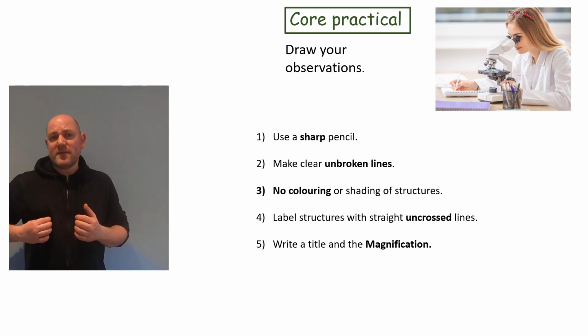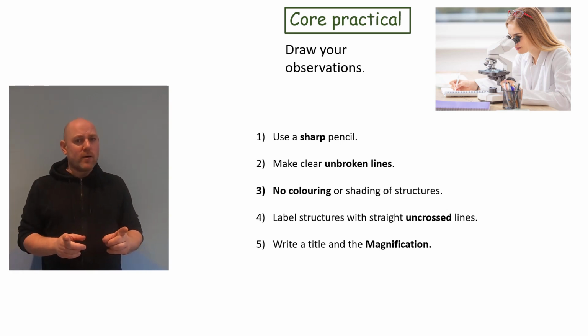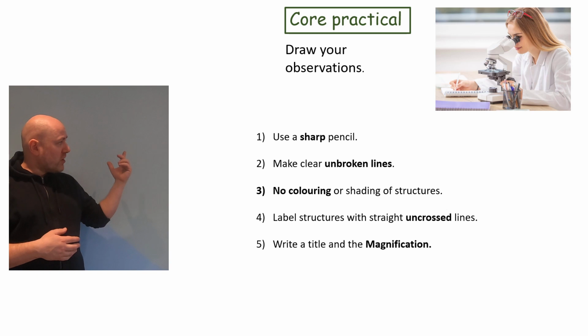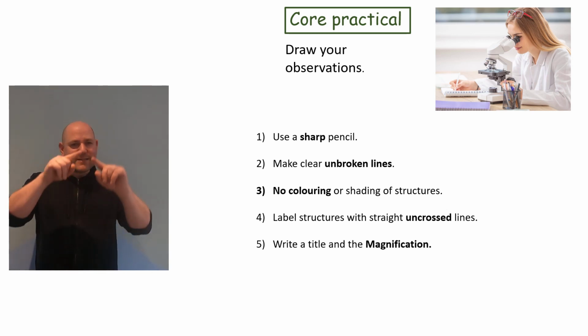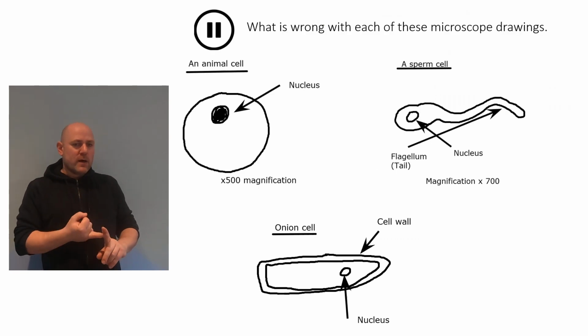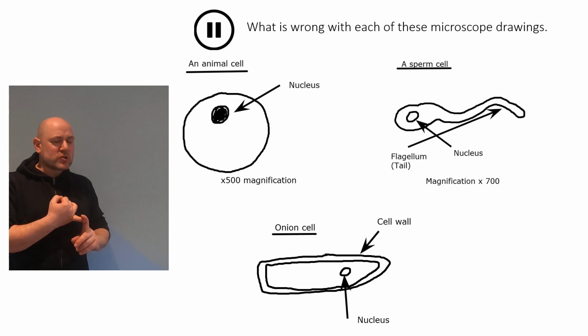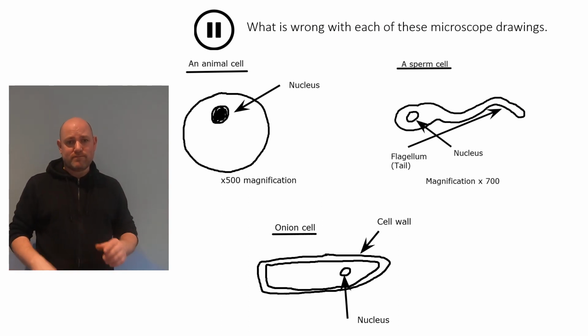And here we have the final part of the Microscopes Core Practical. This hasn't really been asked about, but maybe this summer will be the first time they do. So when you're drawing your observations, use a sharp pencil, draw with unbroken lines, no gaps in your cell membrane, no colouring or shading, it's not an art exam. Label the structures with straight lines using a ruler and not crossing them.